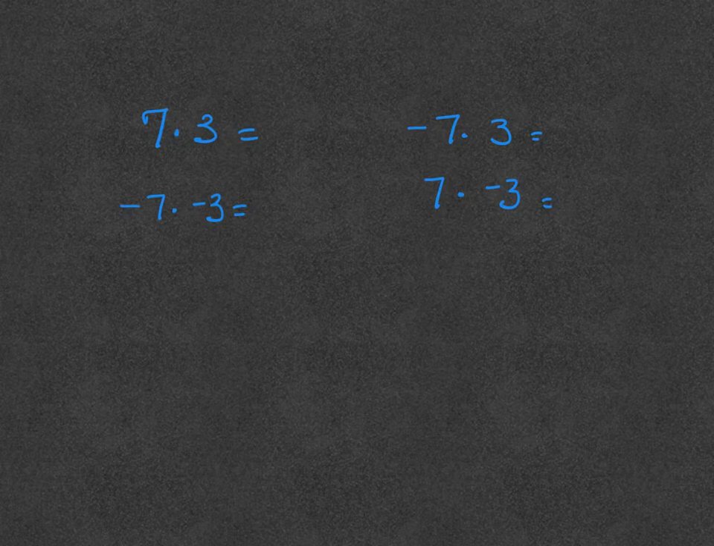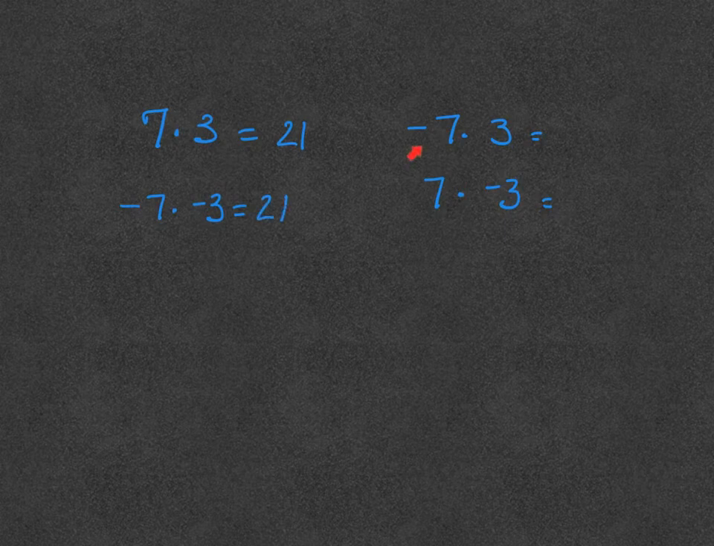Okay, let's look at some examples of multiplication. I have 7 times 3, positive times positive, same signs, would be a positive 21. In the second example, I have a negative 7 times a negative 3. Again, same signs, means my answer is going to be positive. So again, this would be a positive 21.